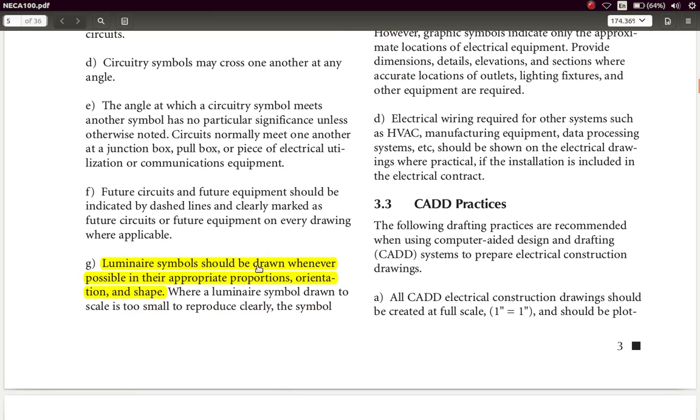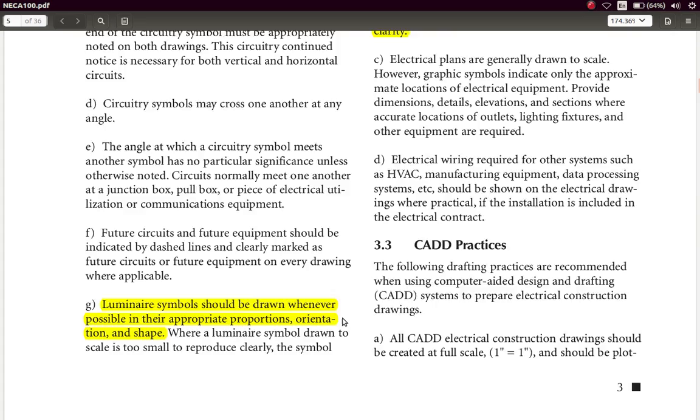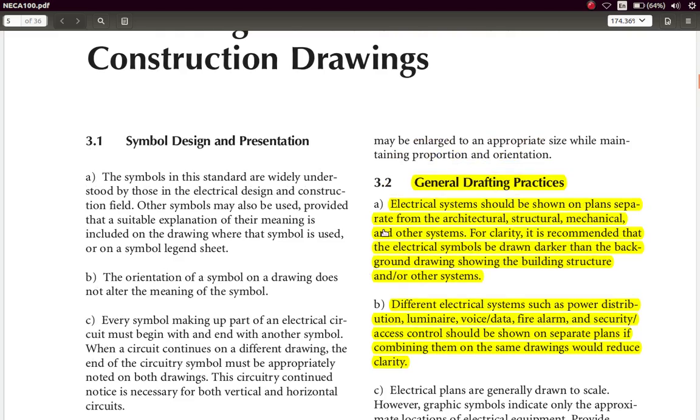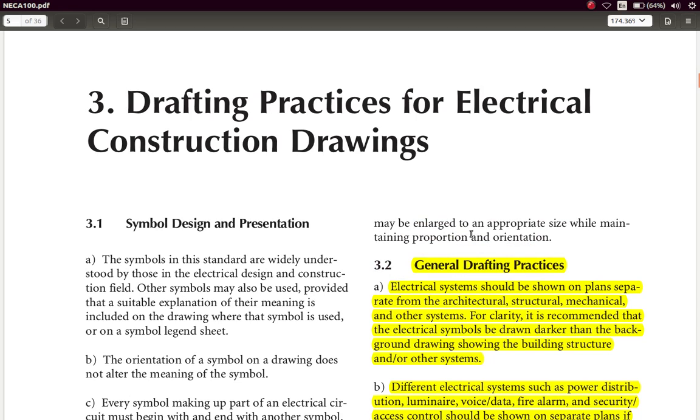Luminaire symbols should be drawn whenever possible in the appropriate proportions, orientations, and shape. Where a luminaire symbol drawn to scale is too small to reproduce clearly, the symbol may be enlarged to an appropriate size while maintaining proportion and orientation. Luminaire, of course, means lighting, associated with the word luminous.